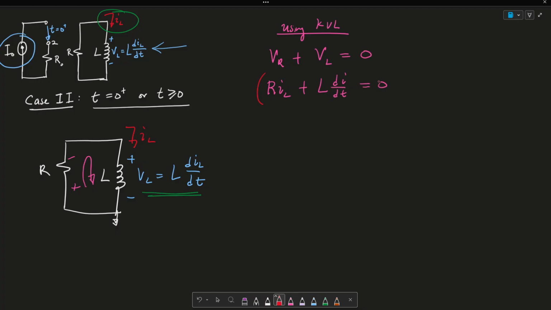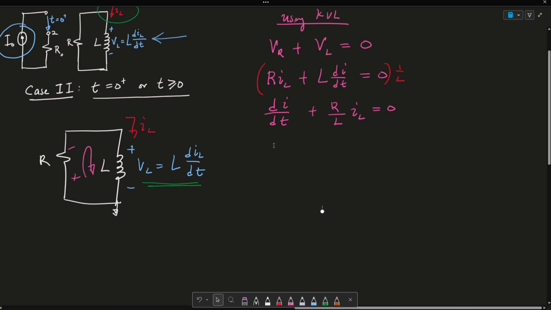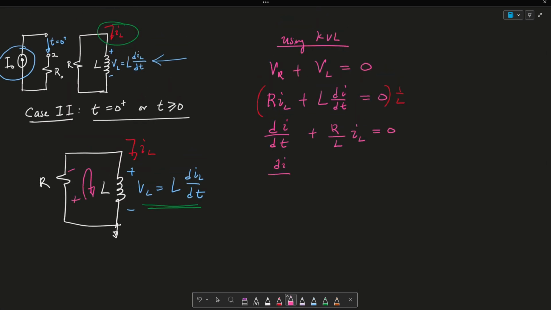Let me go ahead and multiply both sides by 1 over L. So then what do we get? We get di/dt plus R over L times IL must equate to 0. And what I'm going to do is rewrite R over L as a variable called A. So I can say then that di/dt plus A times IL must equate to 0, where A is equal to R over L.